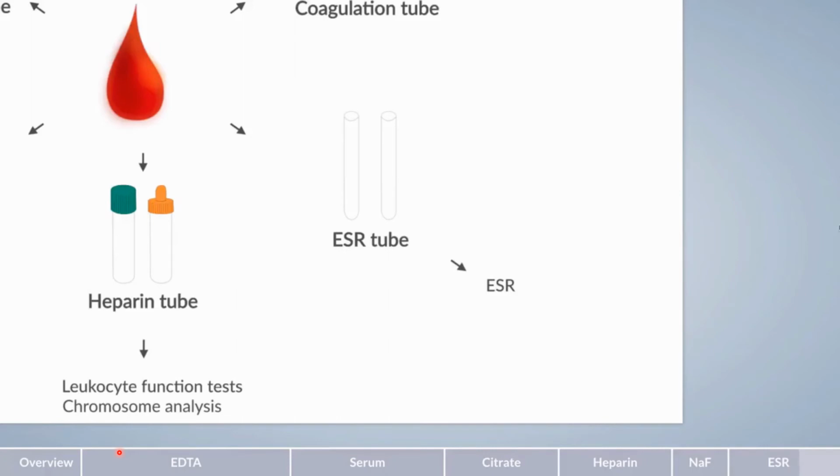The distance in millimeters at which red blood cells fall after an hour is read using a special scale. Although the ESR tube is easily recognizable by its narrower diameter, it can also be identified by the distinct color of its cap. ESR tubes have a black cap in accordance with the international standard and a purple cap in accordance with the European standard.